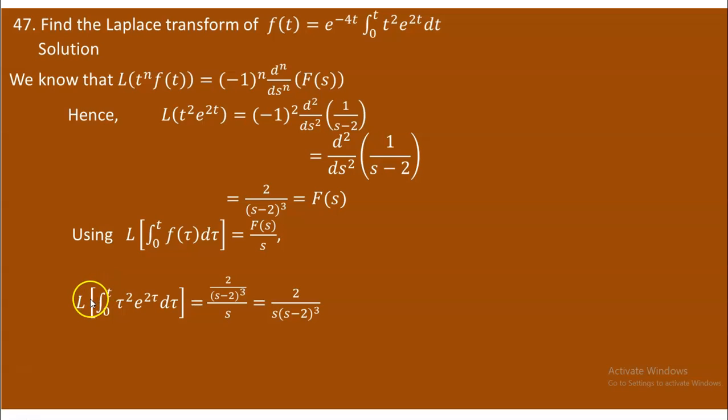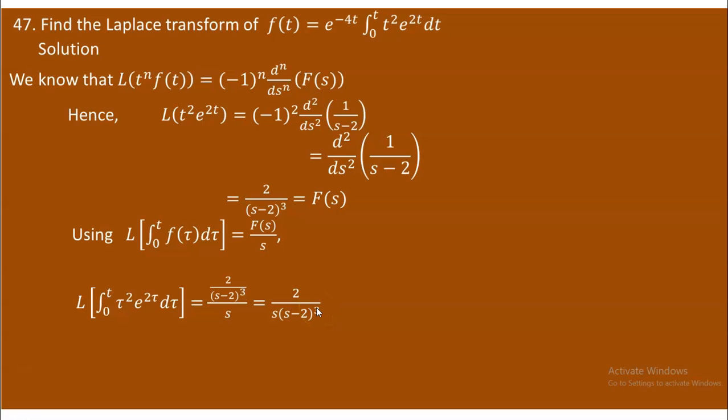So look, the Laplace of the integral from 0 to t of tau squared e to the power of 2 tau d tau is going to be 2 over (s minus 2) cubed over s, because your F(s) is taken to be this one, and that has to be divided by s. So this finally makes 2 over s times (s minus 2) cubed.